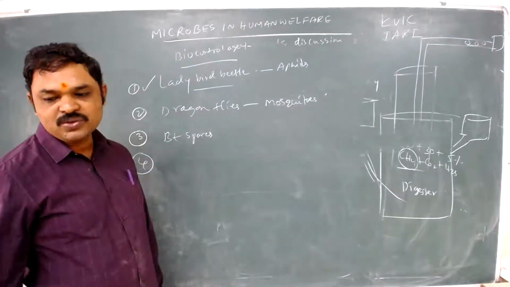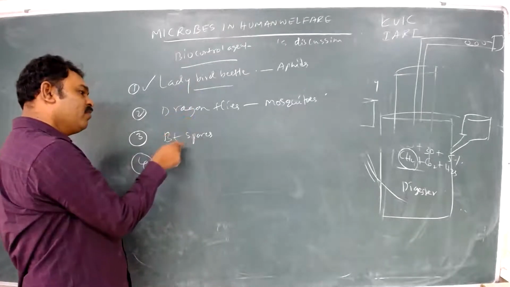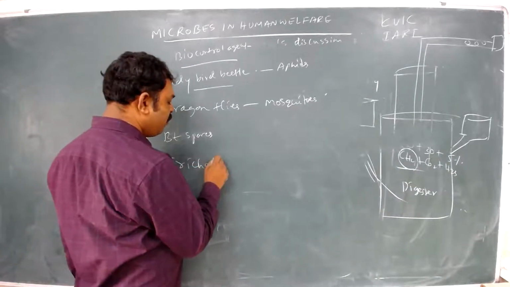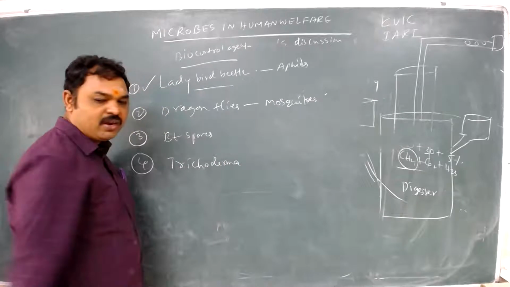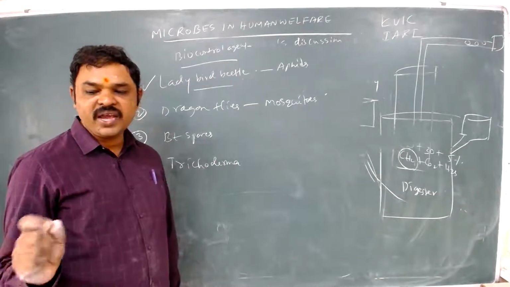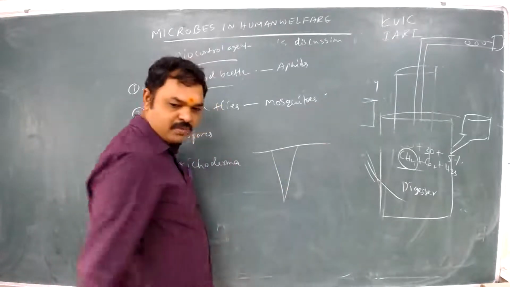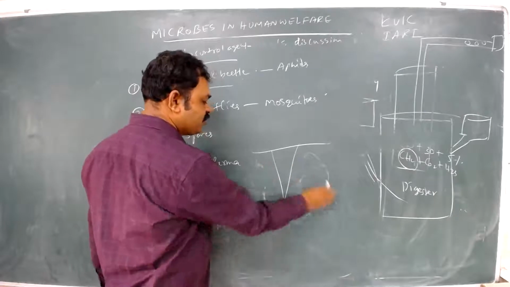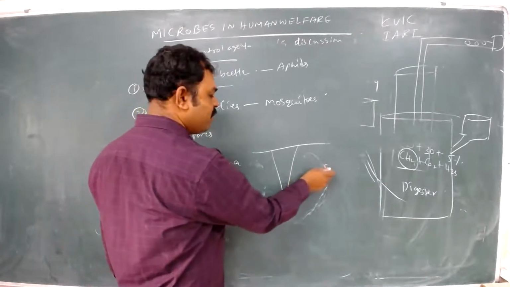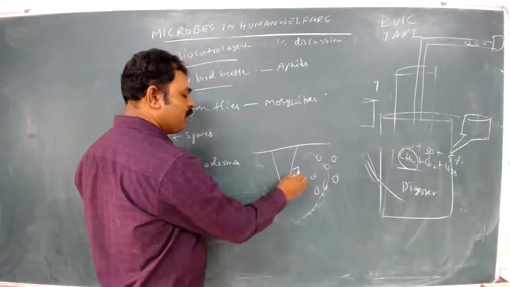Next, what can be used as a biocontrol agent? Ladybird beetle, dragonflies, Bt spores, and Trichoderma polysporum. Trichoderma acts against root-borne pathogens. This is a fungus that releases a toxin chemical. This is a plant, and this is the root system. This sphere is called the rhizosphere, the area surrounding the root. Any microbe, bacteria, or pathogen is there, and along with it, Trichoderma is there.